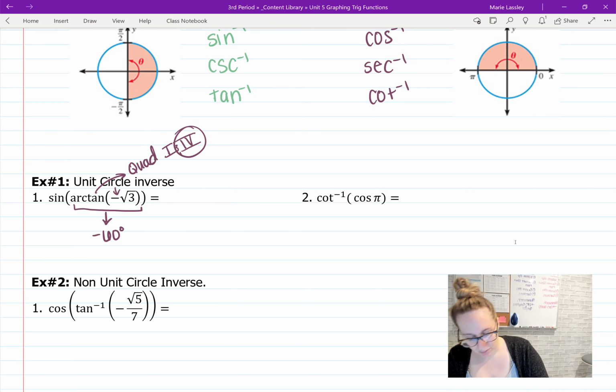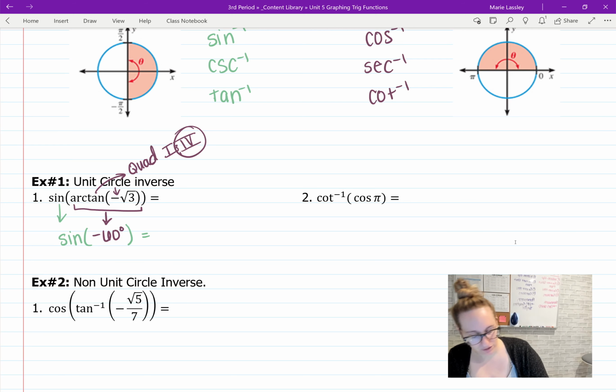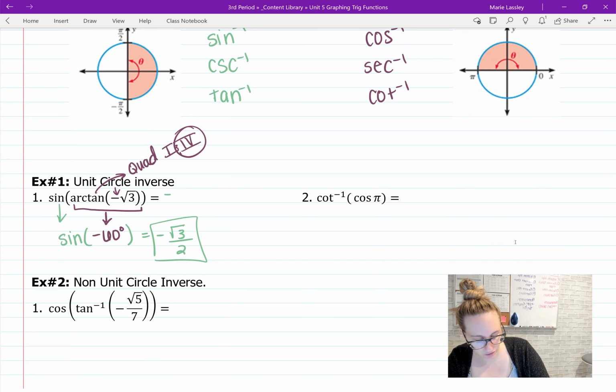All right, so now I'm going to bring down the sine and finish up the problem. So now I want to know, what is the sine of negative 60 degrees? Well, sine is my y-coordinate. At negative 60 degrees, my y-coordinate is the negative square root of 3 over 2. So the answer is negative square root of 3 over 2. That's my final answer for the problem. So like right here, I would put negative root 3 over 2.